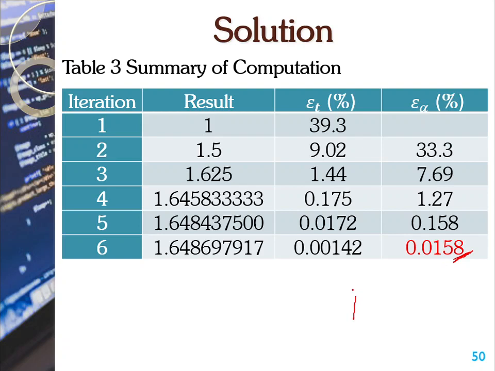And remember that the tolerance was equal to 0.05. Okay, so if you look at the first iteration where we had the result to be equal to 1, remember that we had the true value to be equal to 39.3. But at this particular point, because we do not have any past value, we could not estimate our error based on the approximation. Now we moved on to iteration 2, and we had our solution to be 1.5. And with that, we had our true error to be 9.02 and our error based on the approximation to be equal to 33.3.